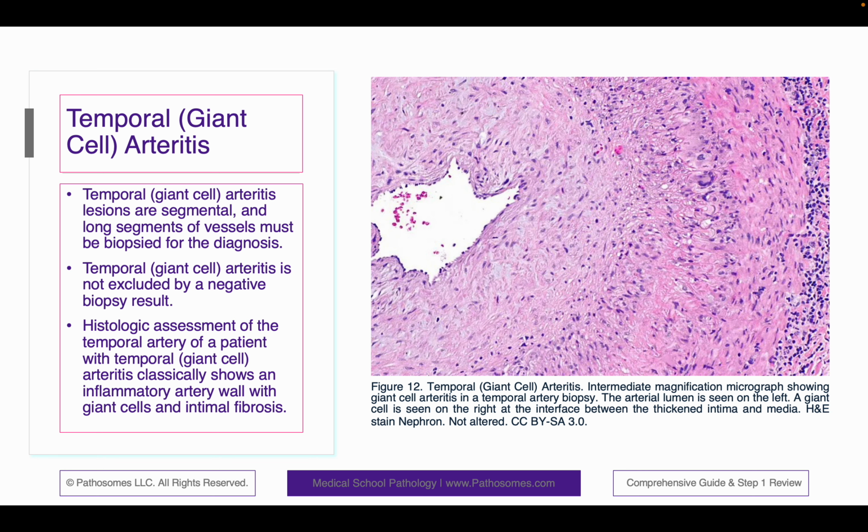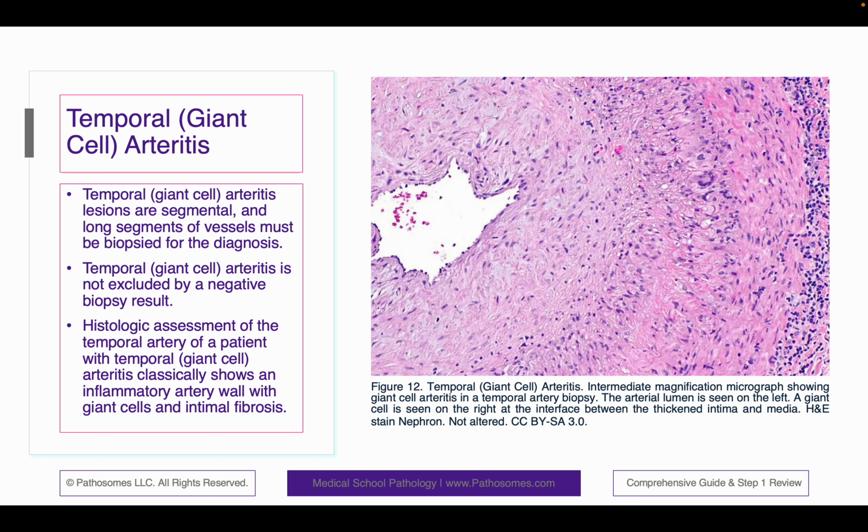Temporal arteritis is not excluded by a negative biopsy result. So when the pathology report comes back, it says no giant cells appreciated. That does not exclude temporal arteritis. Now, if it came back positive, boom, hang your hat. But a negative diagnosis does not exclude it.